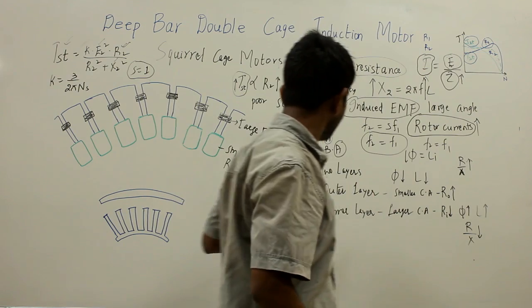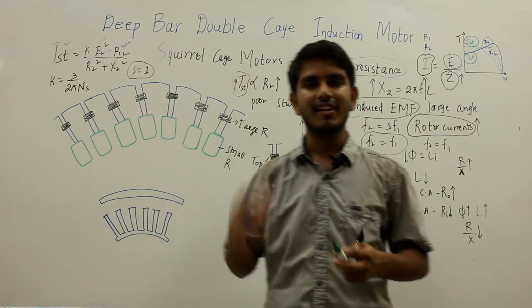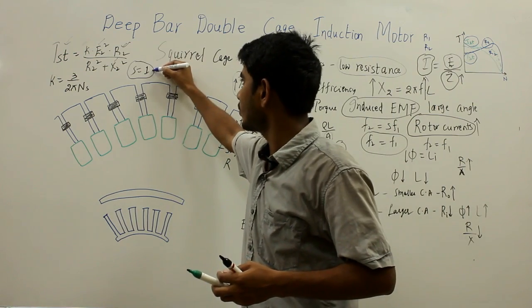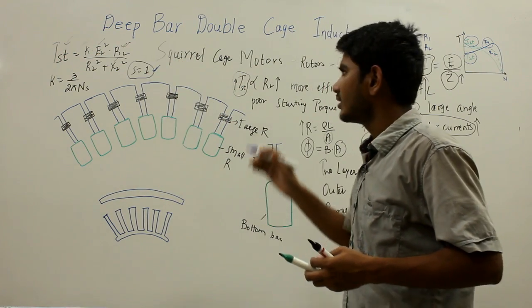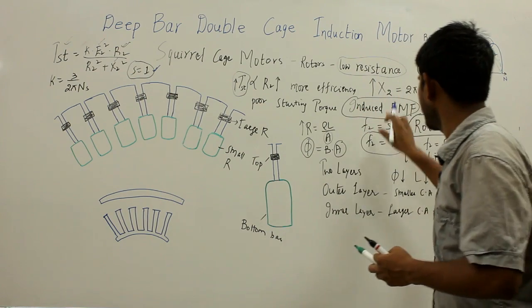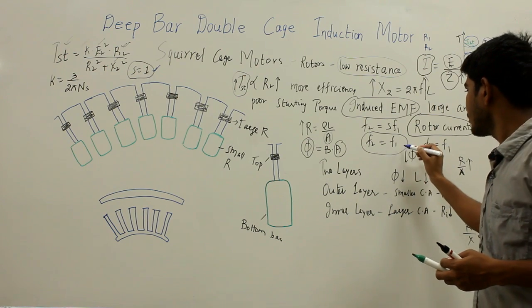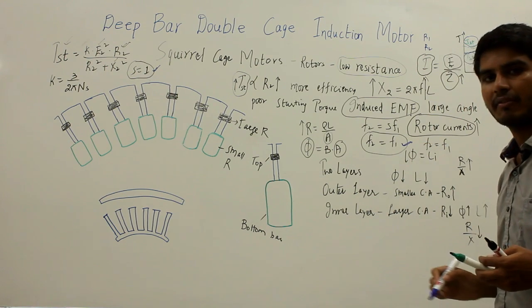If we discuss the operational principle, at the standstill condition, when the slip is equal to 1, the induced EMF and the rotor current will have a frequency equal to the supply frequency.